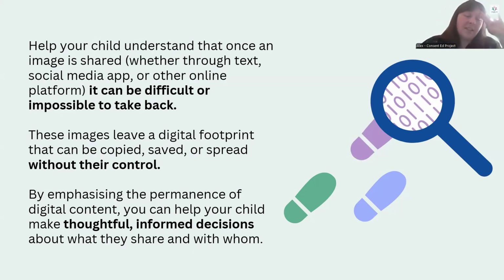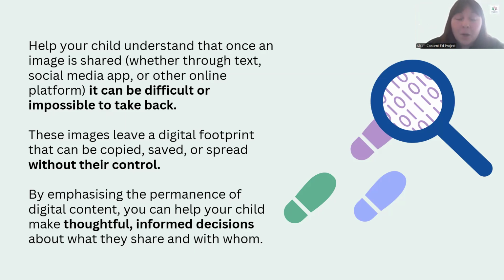So, as we said, help your child understand that once an image is shared, whether that's through text or social media or another online platform, it can be difficult and probably impossible to get that image back. And these images leave a digital footprint that can be copied, saved, or spread without their control. So even if it's a disappearing photo on Snapchat or Instagram or WhatsApp, it's not entirely gone. It might seem like it's gone on your end, but the people that run that app kind of own your image now. Even though you took the photo, ultimately the owners of that app own that image. So it's always floating around somewhere in cyberspace.